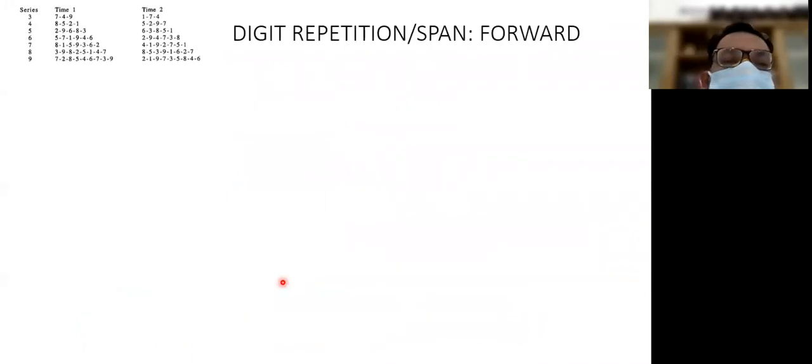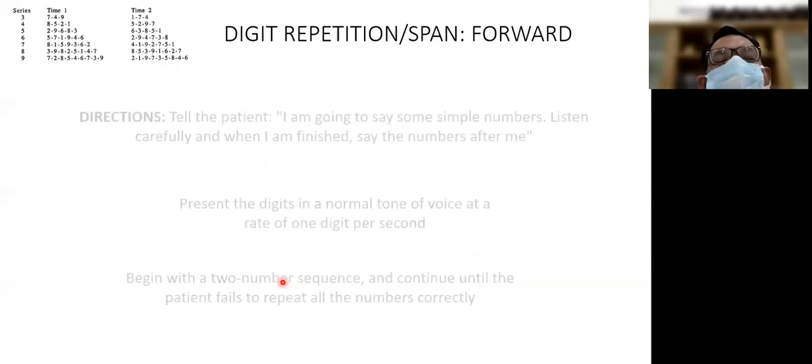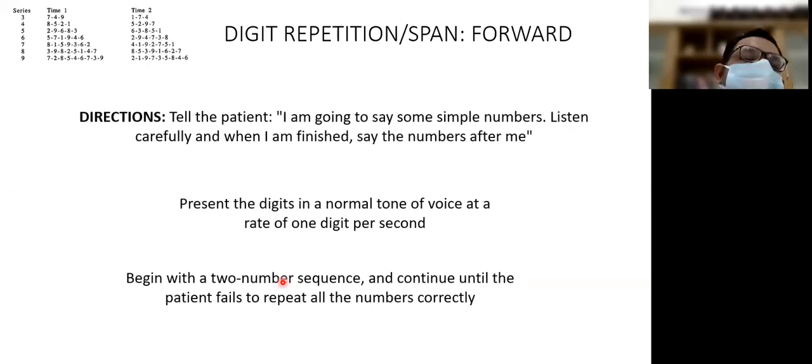Now, we are all fond of digit repetition or digit span, which is also known as digit forward. It is the most universal task for assessing attention by clinicians, and provides a gross index of attention, and the result on this task is indicative of simple attention. So digit forward is not a task for DLPFC. I've just put it here for the sake of continuity. Digit backward is a task for DLPFC. But coming to digit forward, I'll tell the patient, I'm going to say some numbers. Listen carefully, and when I'm finished, say the numbers after me.